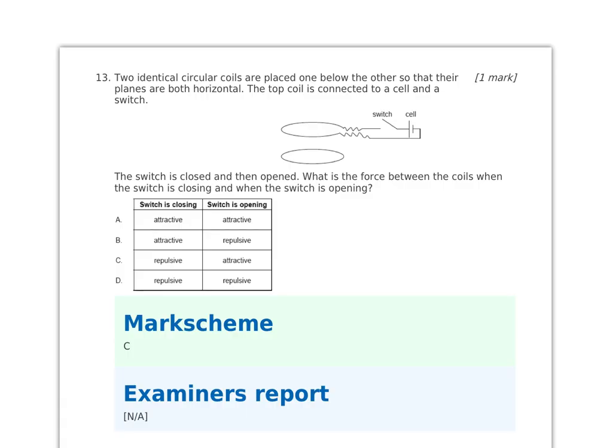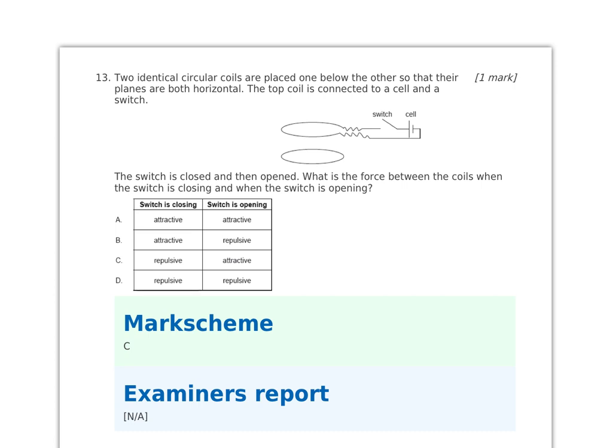All right, number 13. Number 13 deals with Lenz's law. Man, so many of these questions deal with Lenz's law. Lenz's law is so annoying. Anyway, when we complete this switch, that sends a current through the loop. And it honestly doesn't matter which way the current goes.